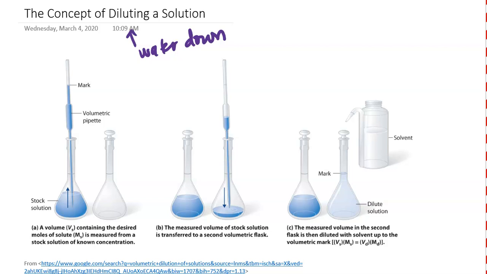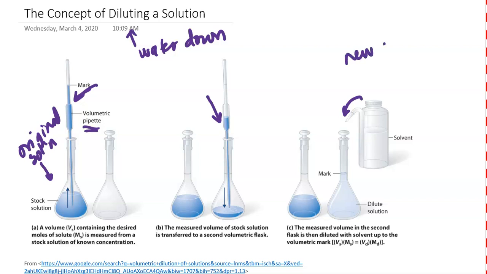Basically, what that would look like is I would have my original solution already prepared, and I would need to remove a certain amount of it using a pipette. A pipette's basically just an instrument that's used to transfer liquids from one container to another. I would then take this known amount and put it into a new flask, a new container, and then add some additional solvent. When I do that, I will have a new solution with a lower concentration.